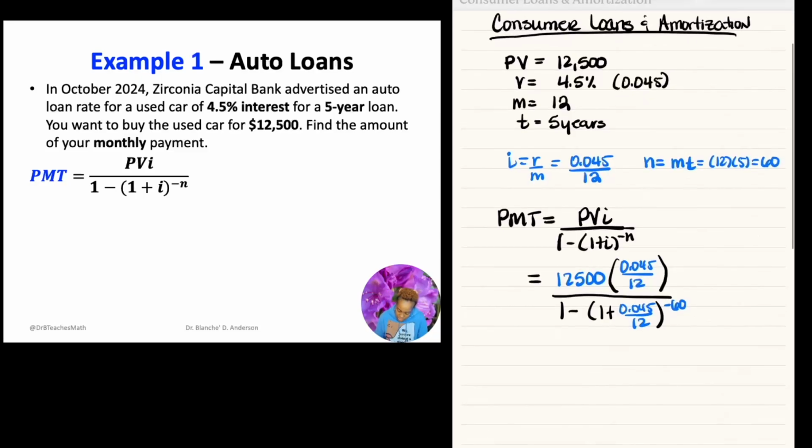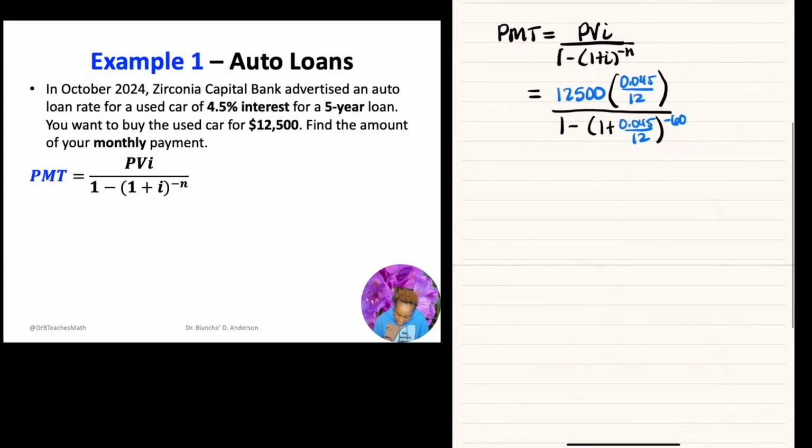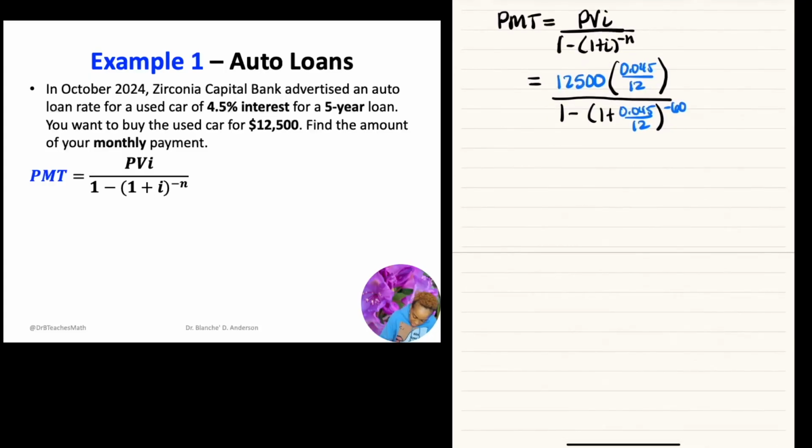So I'm going to move this up now that I've substituted everything. The hardest part is identifying the pieces that you need and then making sure you use the right formula. We needed the PV, we needed the I, and we needed the N, because that's in the formula, and then that'll give us the payment. So that's really the hardest part. Now that we've substituted in those pieces, we just have to do the math.